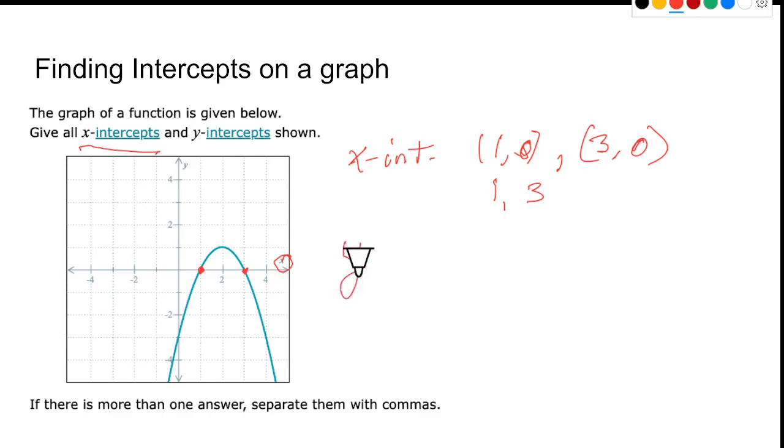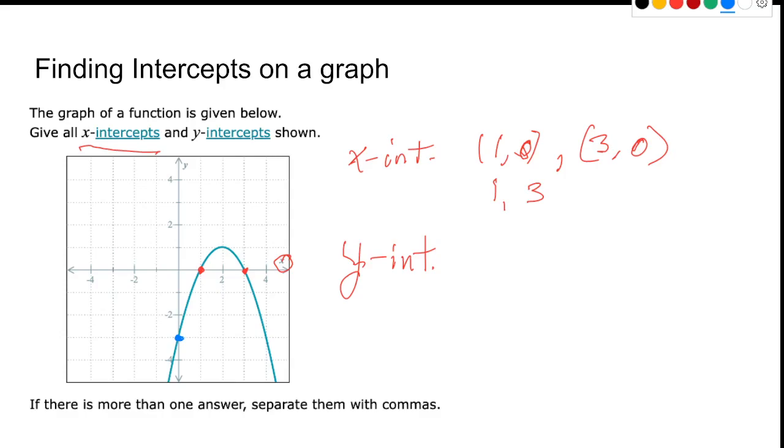Likewise, to get the y-intercepts, because it's a function, and y is a vertical line, there will only be at most one y-intercept. It's possible that there are no y-intercepts. Well, we'll see those examples. But we'll use a little different color here. So we look for the place along the y-axis where the graph crosses that place.